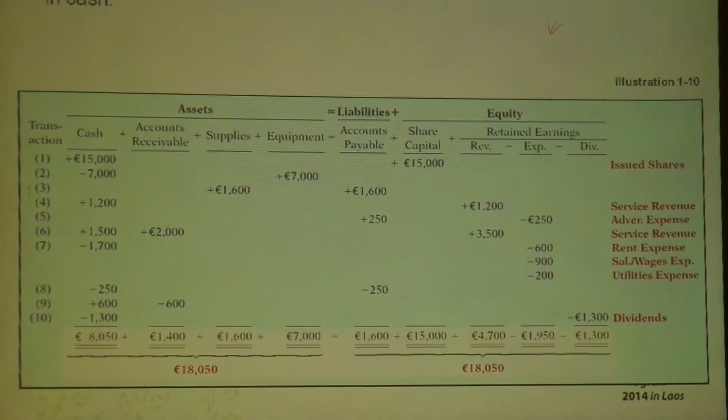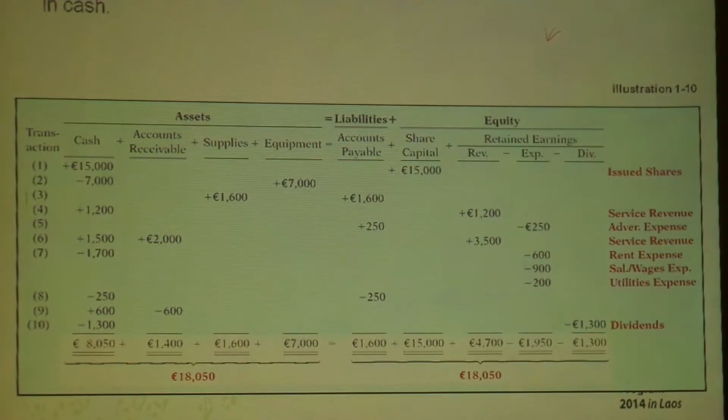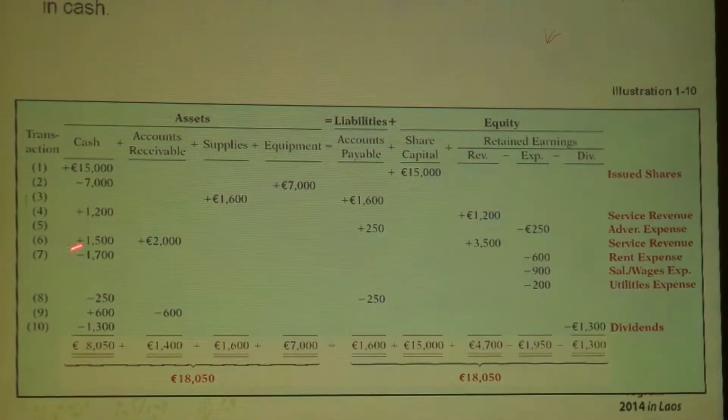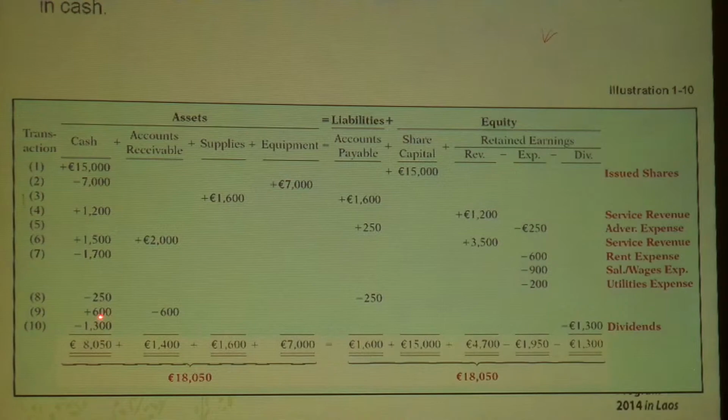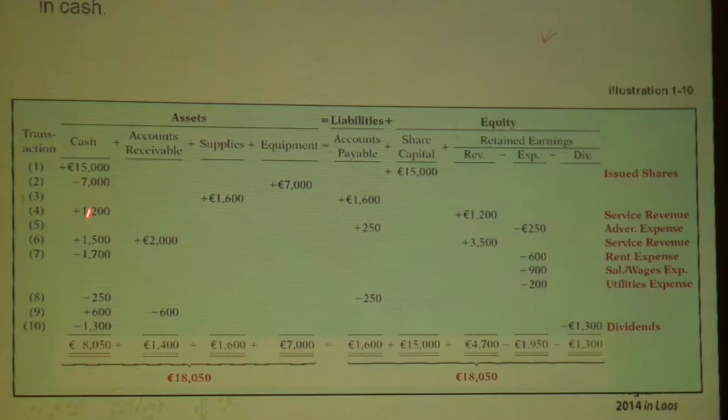Customer and 2,000 for accounts receivable, right? So only 1,500. Then later they receive $600 from accounts receivable to cash. So can you add 1,200 plus 1,500 plus 600? How much is it? 3,300, right?